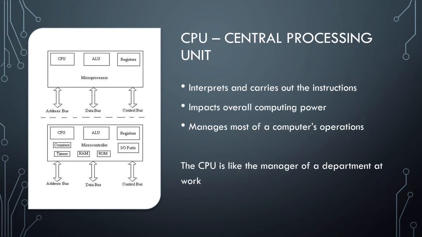So the ALU is doing all of the calculations, but it needs something to tell it how to do them and what calculations to perform. These instructions are coming from the CPU. CPU stands for Central Processing Unit. This is what is essentially controlling everything, and it's what impacts the overall computing power of a system. So if you need your system to perform a lot of tasks or do really complex things, you'll need a much more complex CPU, or a much higher grade CPU. It's what manages most of the operations that are happening.